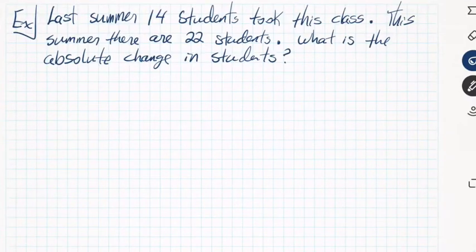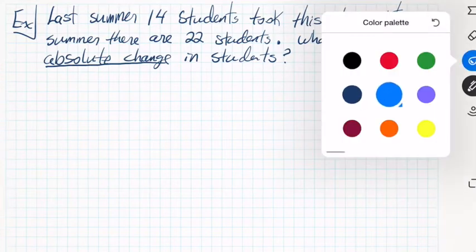All right, so let's look at this example. Last summer, 14 students took this class. This summer, there are 22 students. What is the absolute change in the students? And you have to be really careful about reading the question. Here we're looking for absolute change. It could just as easily have been relative change. So make sure you answer the question that is posed.